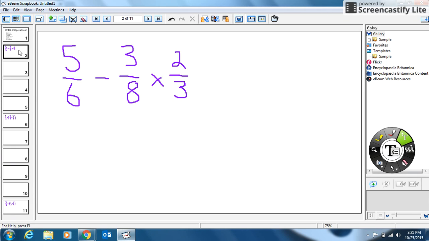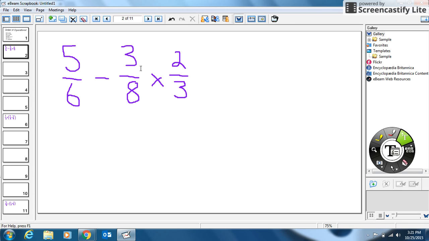Let's try one. Here's a question. 5/6 subtract 3/8 times 2/3. The only thing that makes this difficult or look difficult is the fact that all our numbers now have denominators on them. So don't get discouraged. Let's just work our way through it.